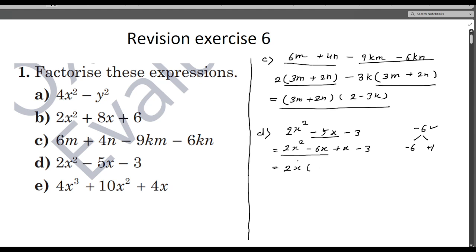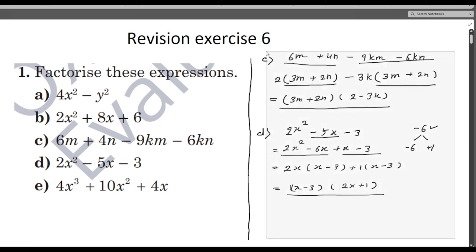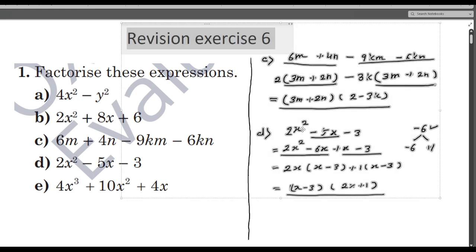From these first two terms we take 2x common. When we take 2x common, the remaining part is x minus 3, and here it is x minus 3 only, so I will take plus 1 common. Now I take x minus 3 common, and in the other bracket I have 2x plus 1. So 2x square minus 5x minus 3 gives me x minus 3 times 2x plus 1. Hope so far is good.